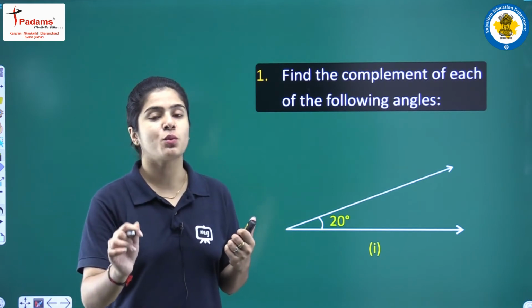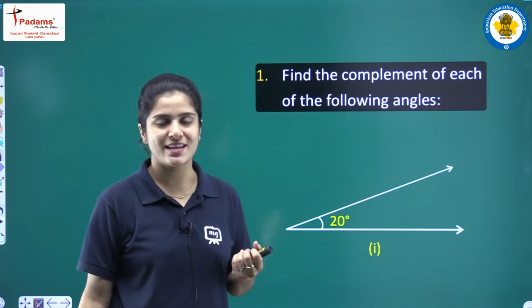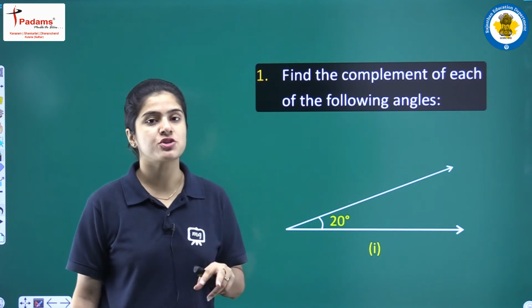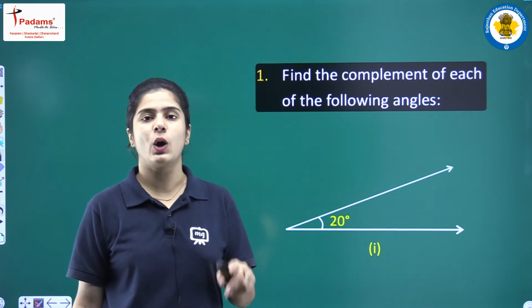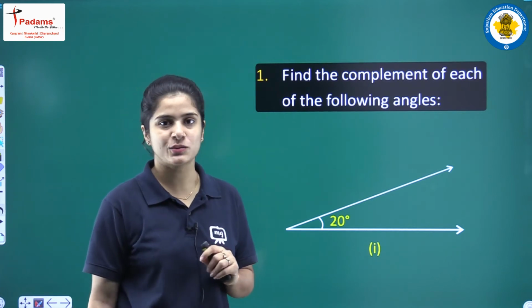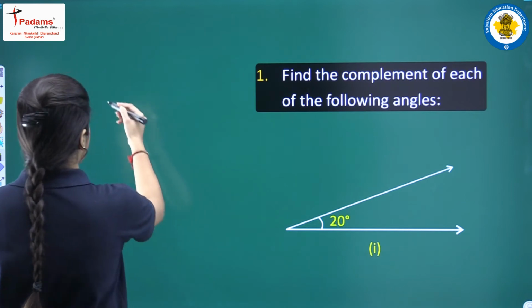First of all students, what do you mean by complementary angles? The sum of the measures of two angles is equal to 90 degree. Those two angles are called complementary angles.